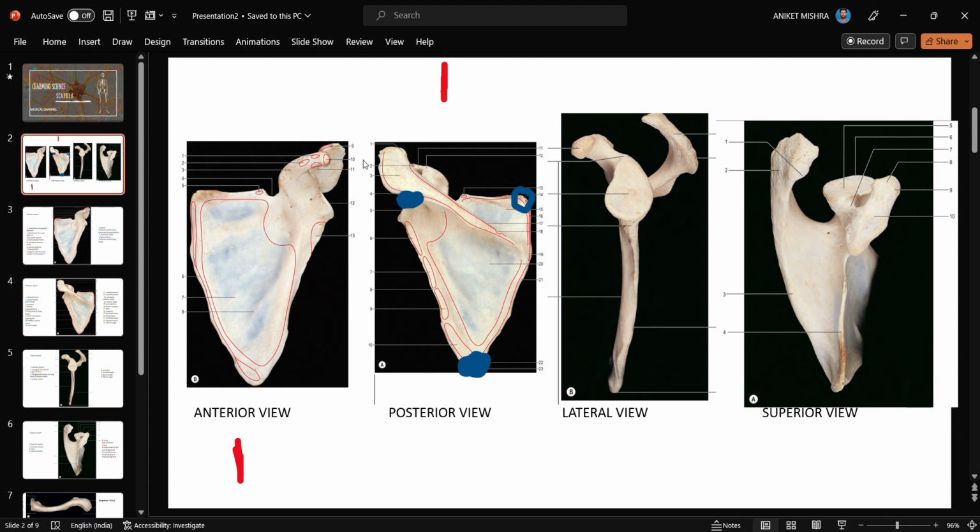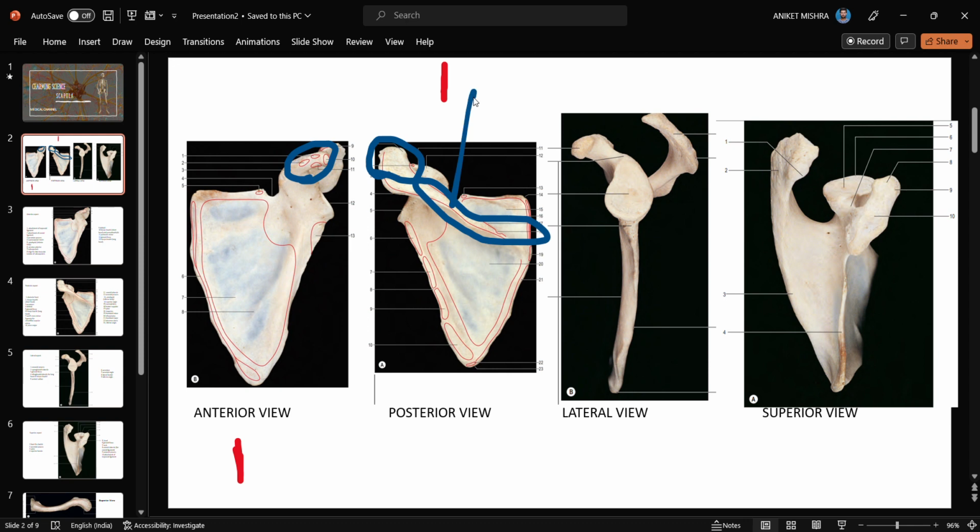And it also has three processes. So I'm removing all this. It has three processes: the spinous process, the acromion process, and the coracoid process. When we are talking about the processes, the spinous process is this one. This one is the acromion process. And if we see it in anterior view, this is the coracoid process.